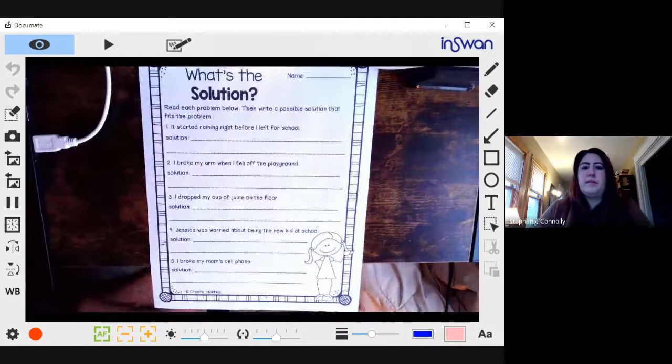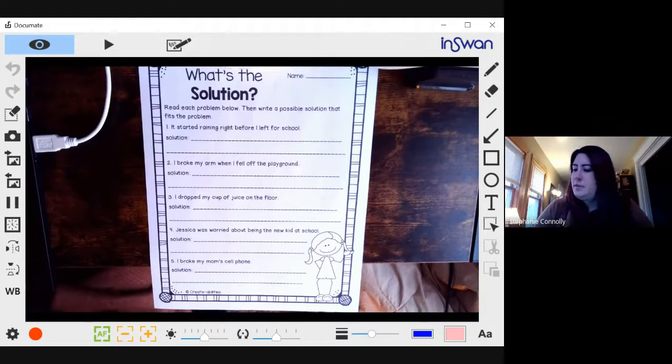Okay, so we're going to be looking for the solution here. I'm going to read the problem, and then you're going to write down the solution. Pause the video, write down the solution, and get started whenever we come back. So number 1, it started raining right before I left for school. Pause the video.